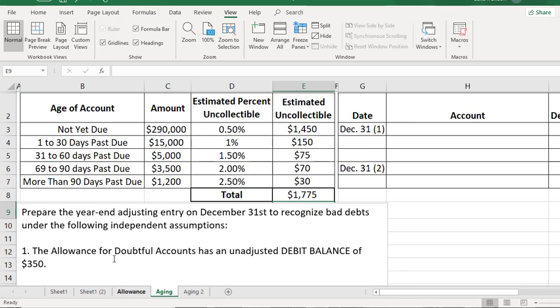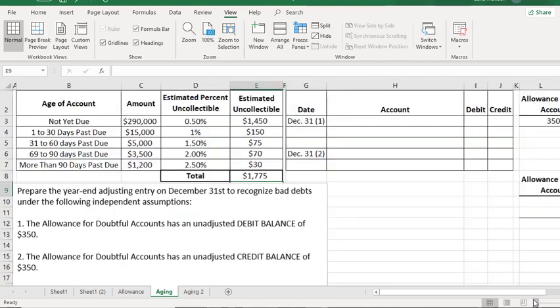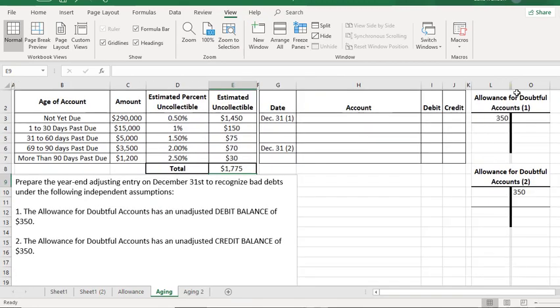So the question says, prepare the year-end adjusting entry on December 31st to recognize bad debts under the following independent assumptions. And of course, this is going to be based on the aging of the accounts receivable. So first they say the allowance for doubtful accounts has an unadjusted balance of $350, and that's on the debit side. So here, if I was to zoom out a little bit, you can see that I've made a T account for the allowance for doubtful accounts, and that's showing the $350 debit balance.